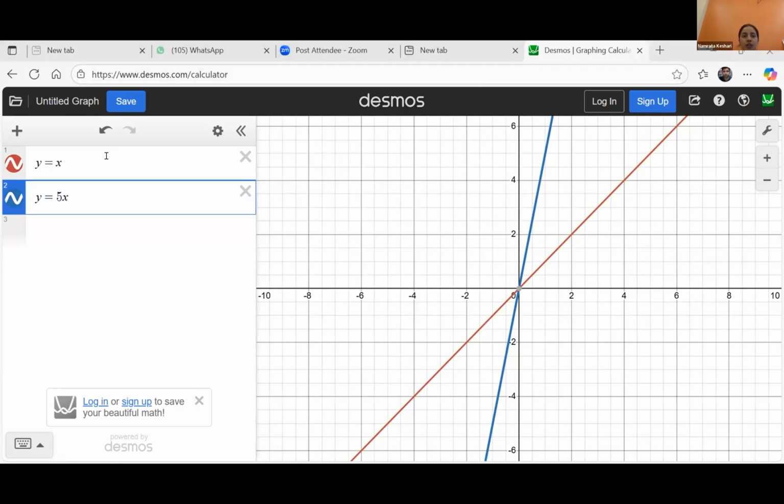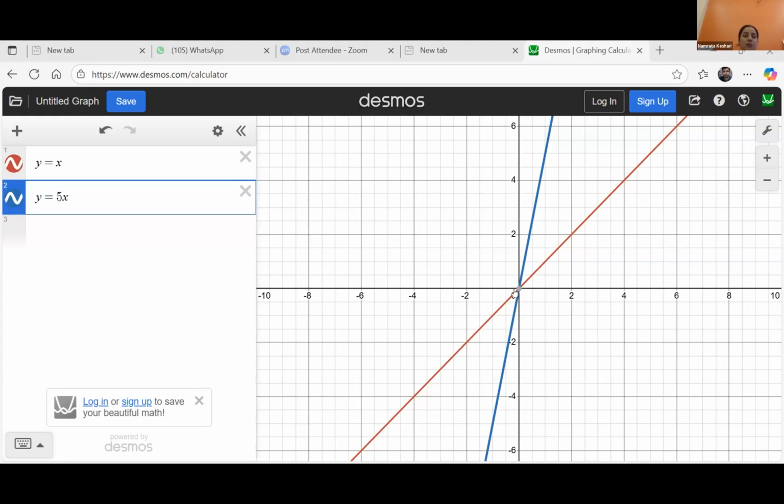I have taken two lines. One is y equals x. Another is y equals 5x. We are trying to understand what exactly is the meaning of the slope. Just see carefully. If you look at y equals x, the red one, and y equals 5x, the blue one, can you see the blue one is steeper than the red one?